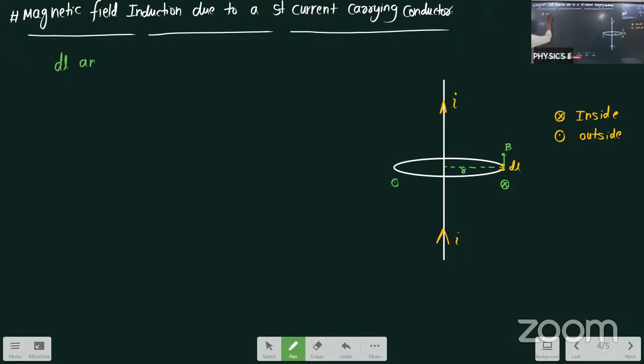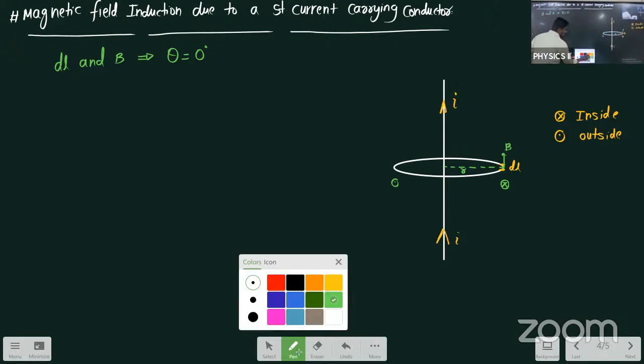The angle between dl and B is how much? Theta is equal to 0 degrees, because this length element dl is in this direction, and the magnetic field is also in the same direction. So what is the angle between them? The angle between them is 0 degrees. Now let us determine the magnetic field at this particular point.